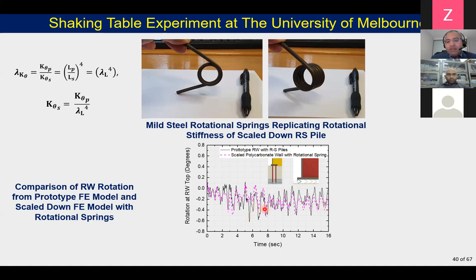Actually, we observed some deviation here, but you can imagine this is a full scale 20 meter long pile. This is a very tiny spring in a small scale, 0.4 meter long model. So quite a very good agreement has actually been observed between the results.